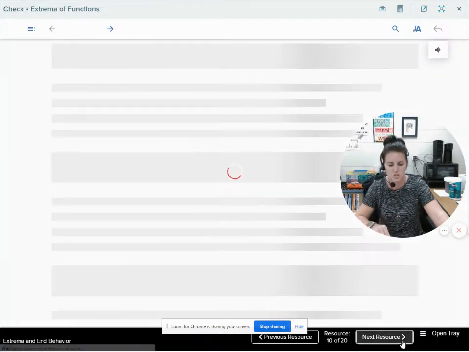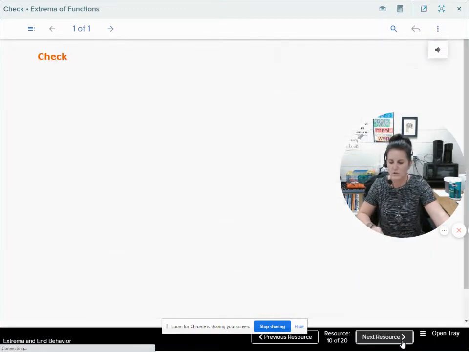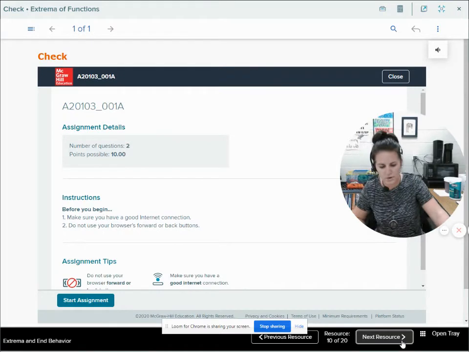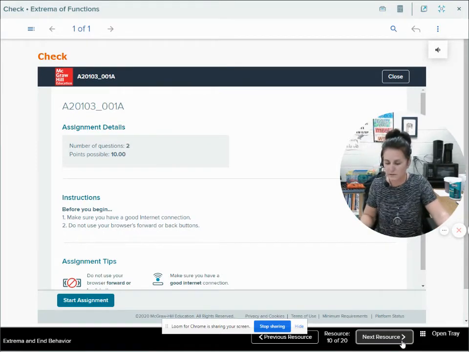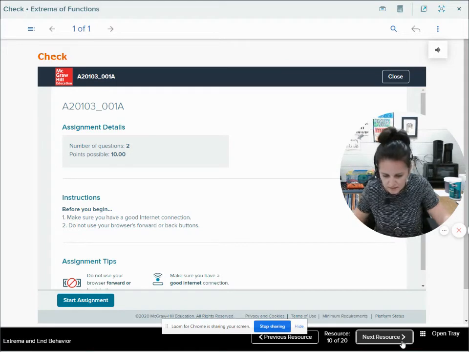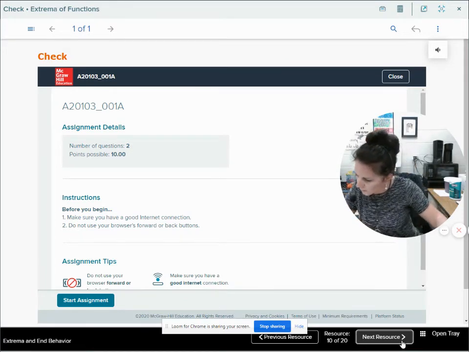Okay, let's do the check. Take a minute to pause and complete the lesson check there in your workbook. I'm trying to find where it is. It might not be here just yet. Let's see, lesson check. Where are we?